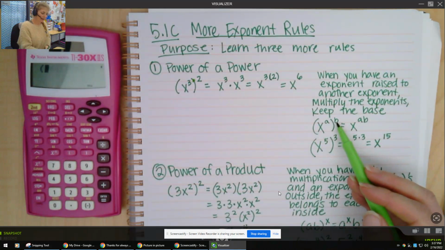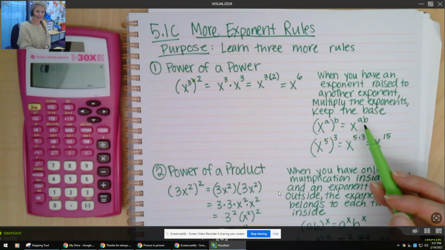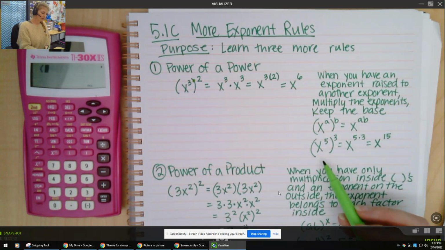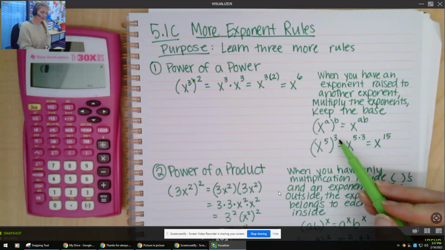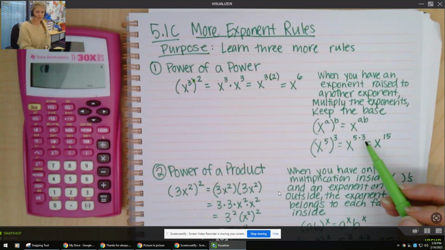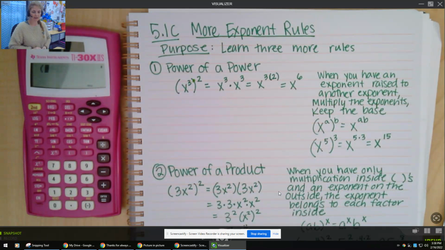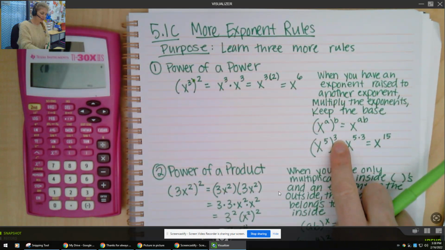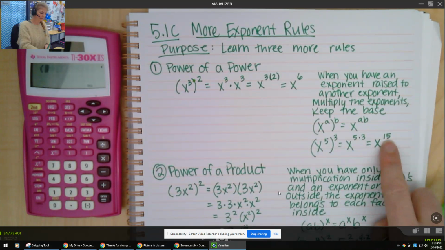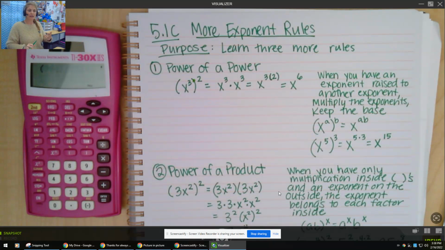Algebraically, that's x to the a to the b power is equal to x to the ab power. If we look at this with numbers, x to the 5th to the 3rd power is x to the 5 times 3 power, which is x to the 15th. So we just want to think about the product, or how many total factors you have of x. If you have 3 groups of 5 factors, you have 15 factors of x. Perfect. And if you need to pause the video to finish writing that down, please do so.